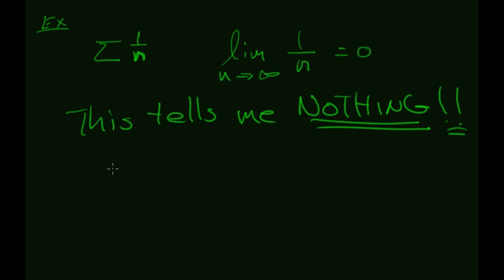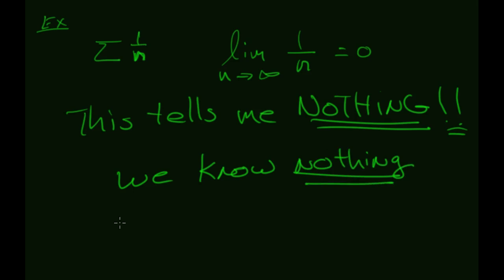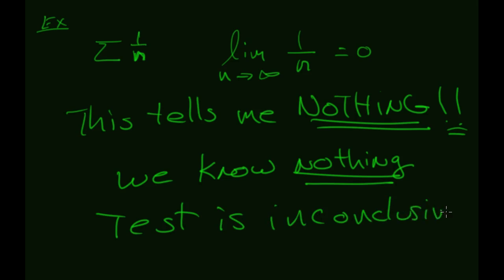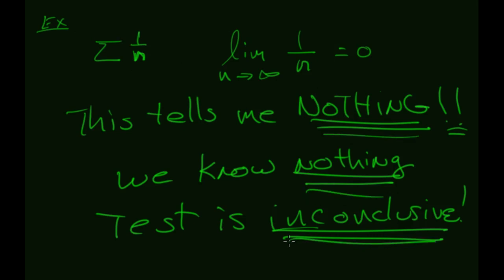But ultimately, here we know nothing when the limit is equal to 0. This test is inconclusive. Okay, can't make that more clear. So if the limit is not going to 0, we get that the series diverges. Limit going to 0 tells us nothing. We need to do more investigation because the test is inconclusive.